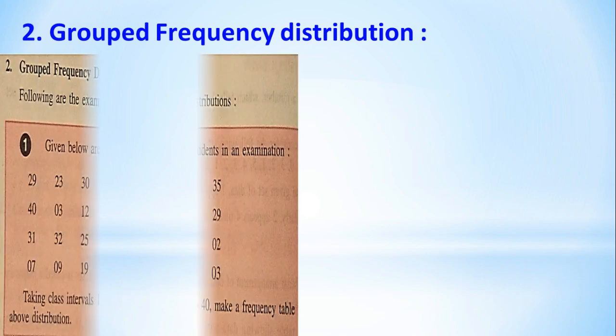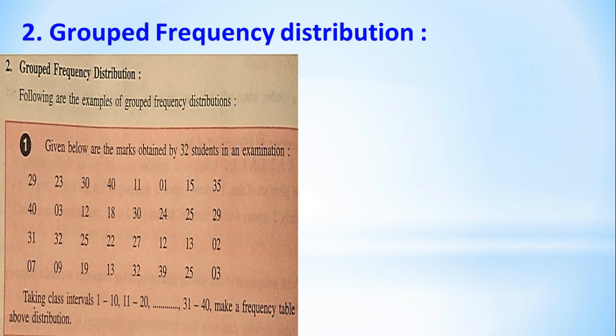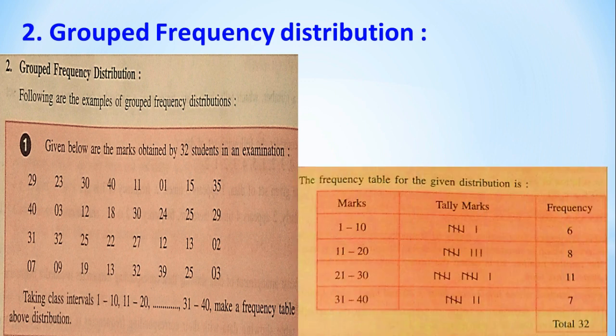Consider this example. Here we have the example of grouped frequency distribution, the marks of 32 students in an examination. And it is said to group this data on the basis of class interval 1 to 10. Now we are not going to write down how many of them scored 1 mark, 2 marks, 3 marks, 4 marks. Now we are creating a range. How many students are there between 1 to 10? How many students are there between 11 to 20? How many students are there from 21 to 30? And how many students are there from 31 to 40?